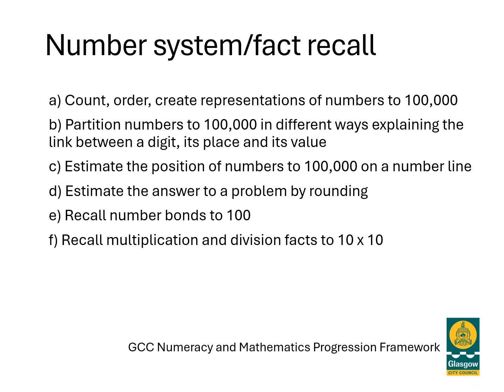So in terms of the core number system, we are extending our skills around counting, ordering and creating representations of numbers. We're moving that on to numbers up to 100,000. So in primary 5 we've extended up to 10,000. By the end of first level we had them comfortable with numbers up to 1,000. So as we're moving up through the second level stages, we are increasing the order of the numbers we're working with, but revisiting a lot of the skills, all of the skills that we've learned so far in earlier primary stages.